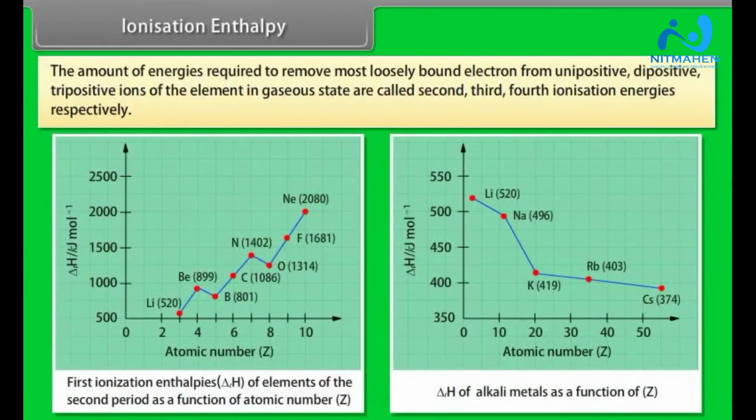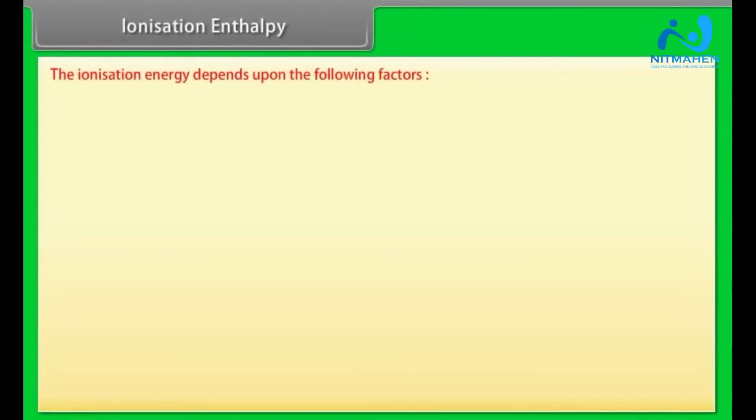the amount of energy is required to remove most loosely bound electrons from unipositive, dipositive, tripositive ions of the element in gaseous state are called second, third, fourth ionization energies respectively. It may be noted that ionization energy 3 is greater than ionization energy 2 is greater than ionization energy 1. The ionization energy depends upon the following factors.